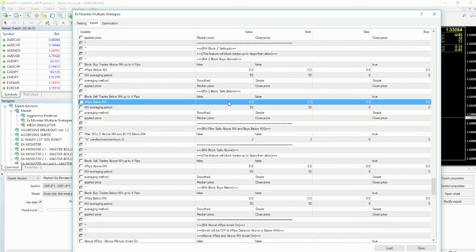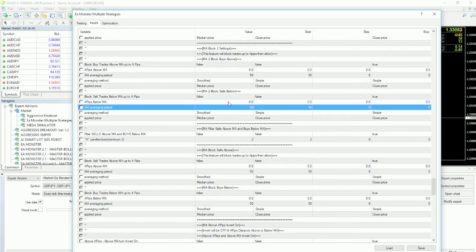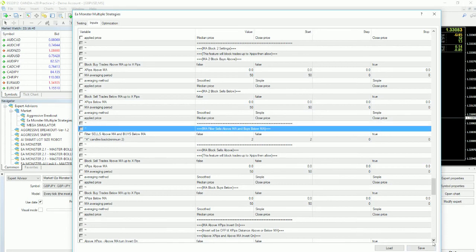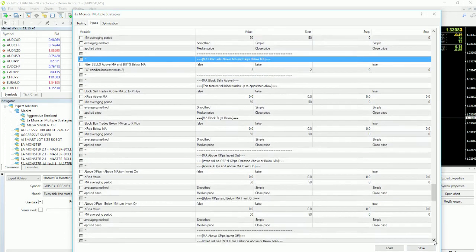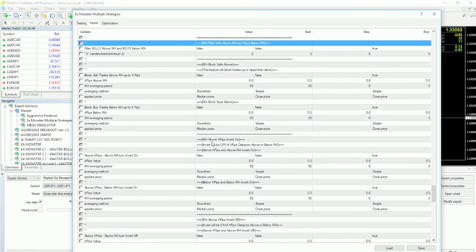So it'll only open up trades when the momentum is moving above the 9 EMA and the 50 EMA at that distance. And then in my head, I'm thinking, okay, wow, it's going to continue. That's the whole idea of that. Okay. And this one here is filter sells above and buys below.